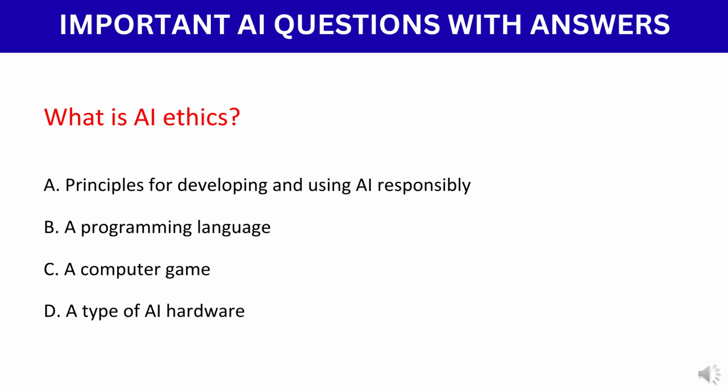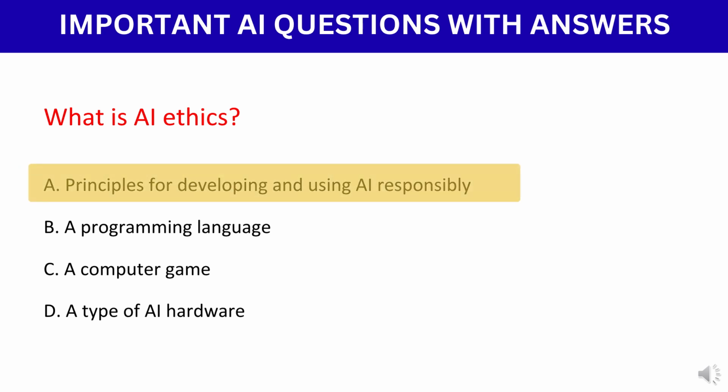Question number 23. What is AI ethics? Option A. Principles for developing and using AI responsibly. Option B. A programming language. Option C. A computer game. Option D. A type of AI hardware. The correct answer is option A. Principles for developing and using AI responsibly. AI ethics focuses on issues such as fairness, privacy, transparency, safety, accountability, and responsible use of artificial intelligence.